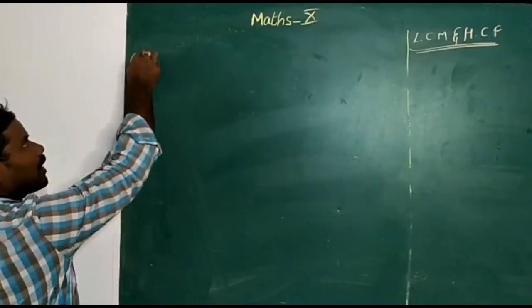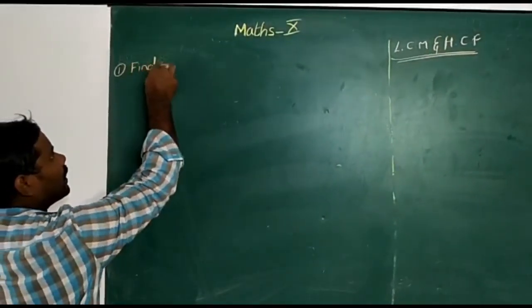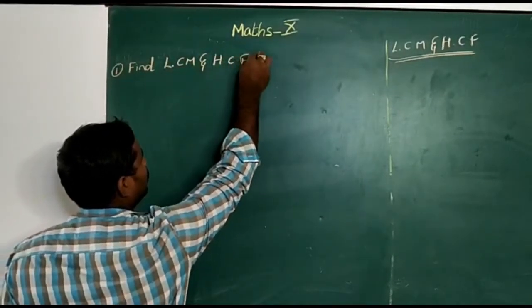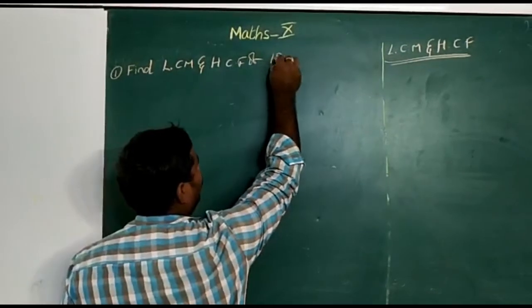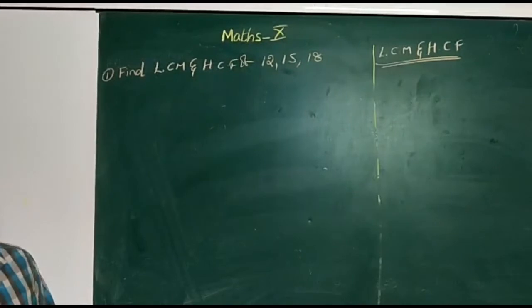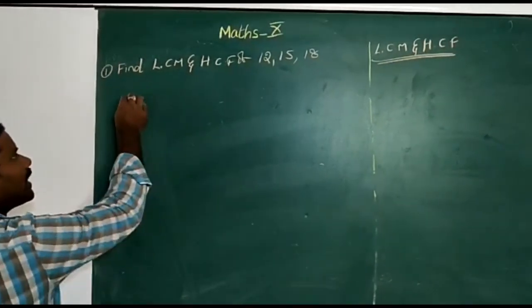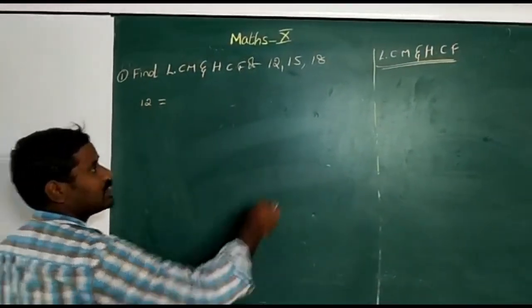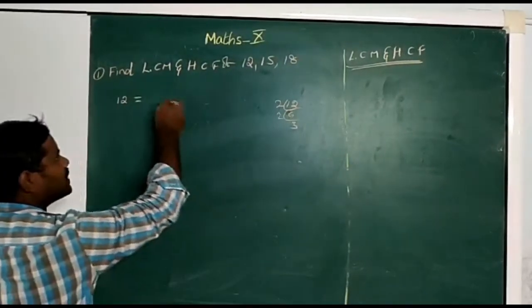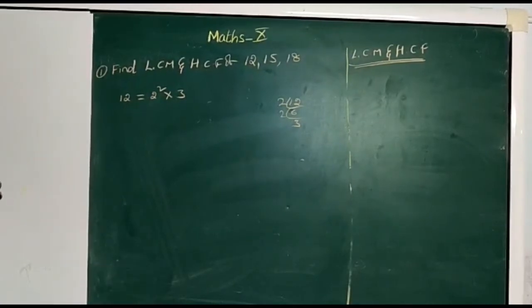Now I will solve a problem on LCM and HCF. Find the LCM and HCF of 12, 15 and 18 by the prime factorization method. Now I am writing 12 as 2 sixes, and 6 is again 2 threes. That means 12 can be written as 2 square into 3.